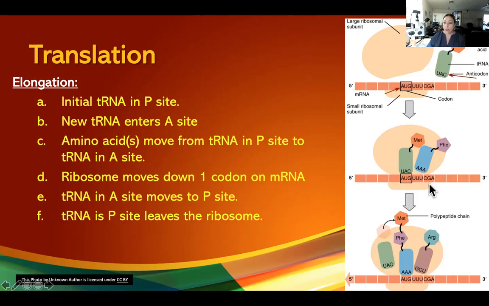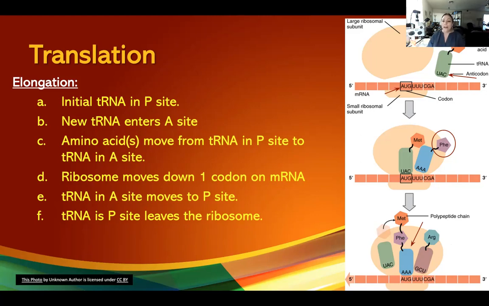So here we have that UUU as the next codon, and a transfer RNA with phenylalanine, which is what UUU codes for, enters the A site. Now, here's the part that's kind of tricky that everyone gets a little confused on: the amino acid that was on the transfer RNA in the P site moves over, right? So notice now in this last picture, the transfer RNA has phenylalanine and methionine because that methionine moved from the one tRNA to the other one.